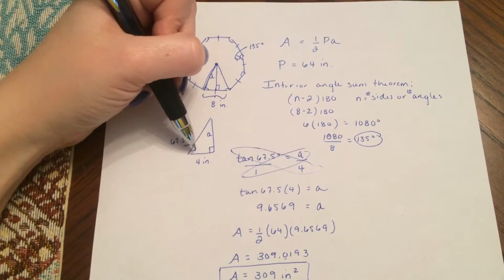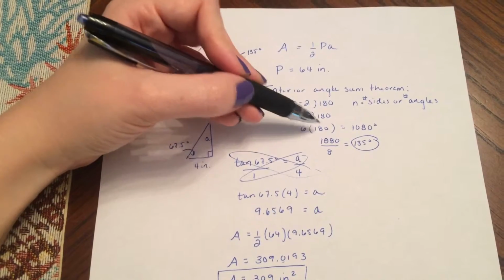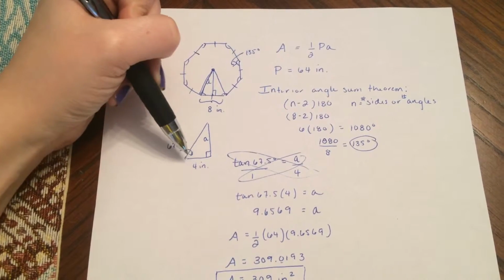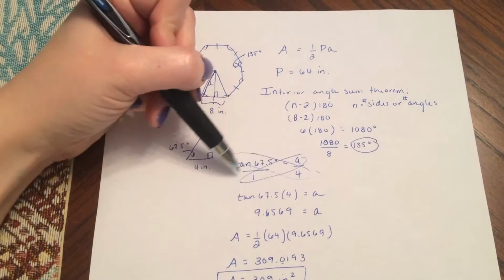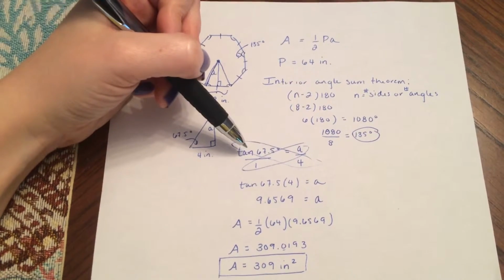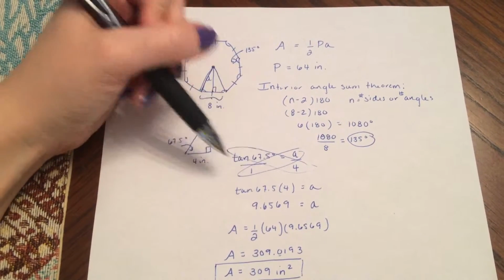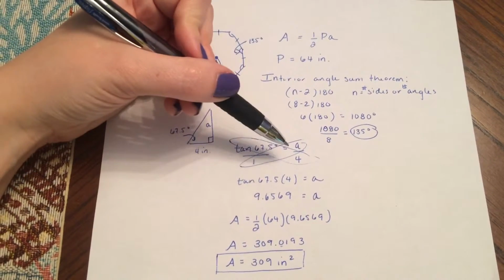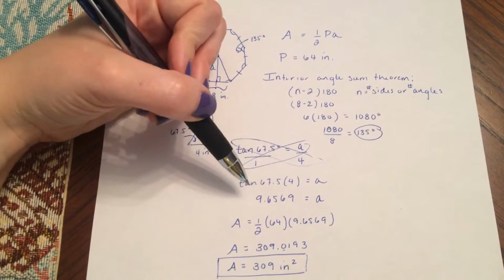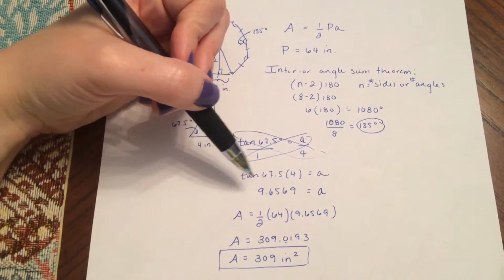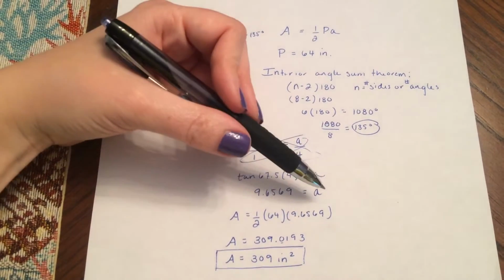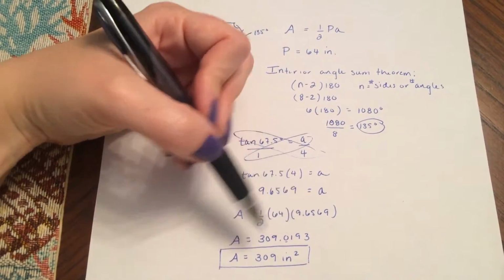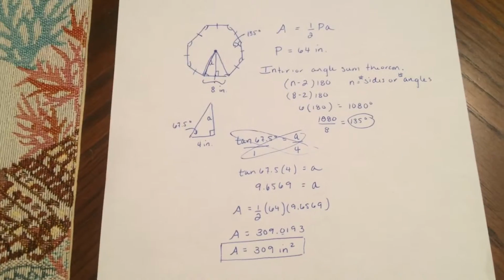And what we found was an angle by using the interior angle sum theorem and dividing by the 8 angles to get 135 degrees. Divide that by 2, that gives us the angle of our right triangle, which is 67.5. We use some trig, the tangent function, to find the tangent of 67.5 because that would be the opposite side over the adjacent side. And that is the tangent ratio, opposite over adjacent. And after that, we solved by just multiplying by 4, found our apothem, plugged our apothem and our perimeter into our area formula, and ended up with our area of 309 inches squared.